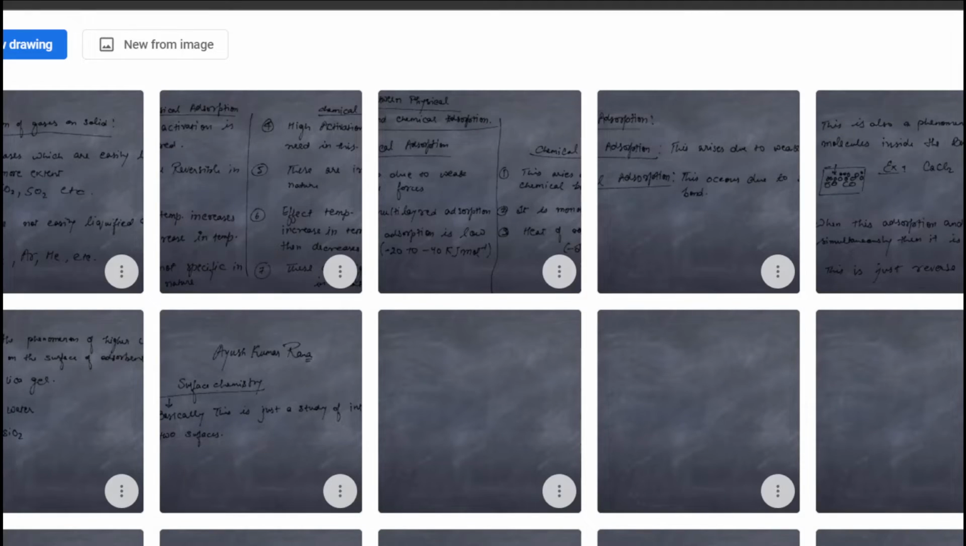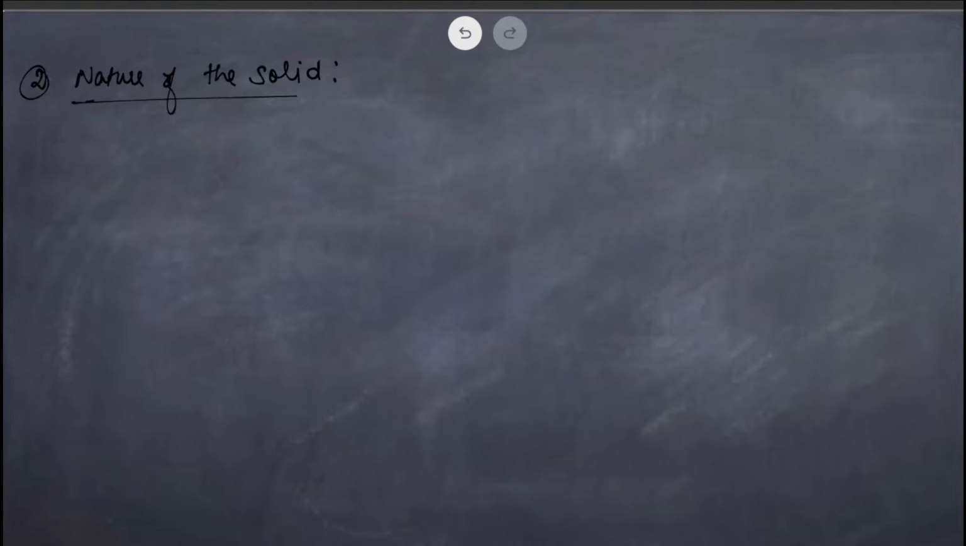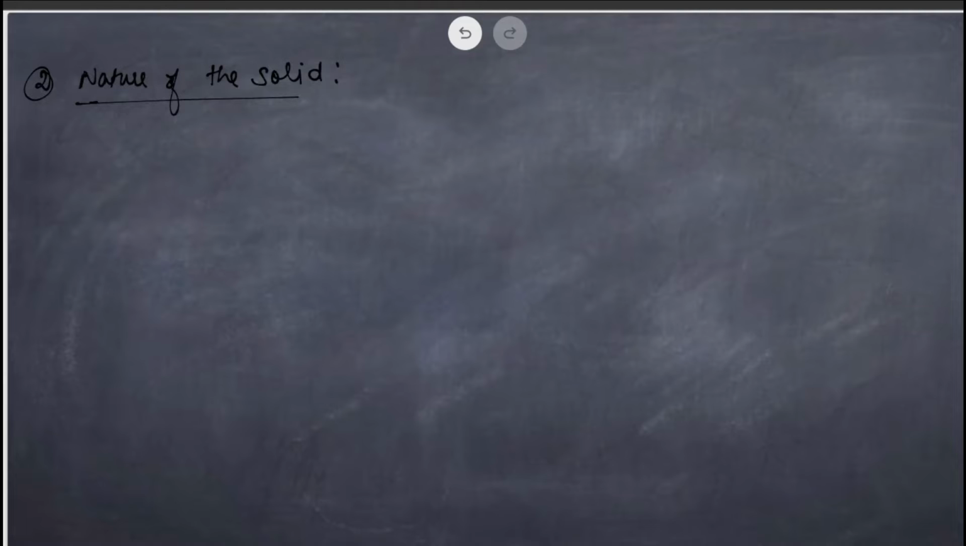So let us now talk about the second factor, which is nature of the solid. Physical absorption does not depend upon the nature of the solid, but chemical absorption is highly specific by its nature. So the greater the interaction between the adsorbate and adsorbent, the greater the extent of absorption. Okay, I will write it and you'll understand it better.